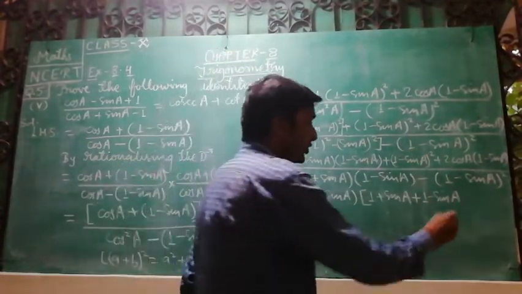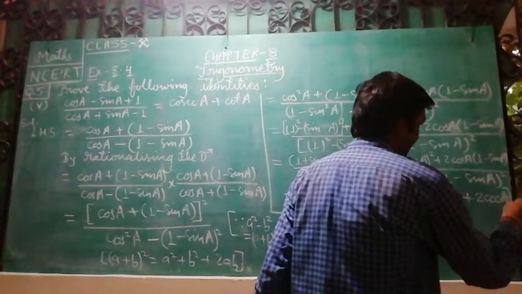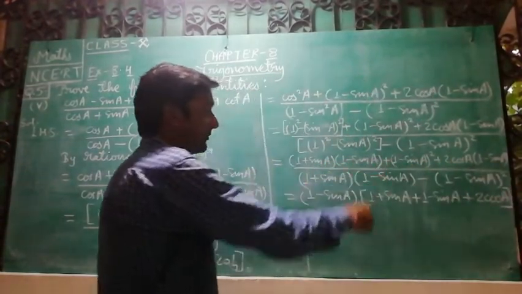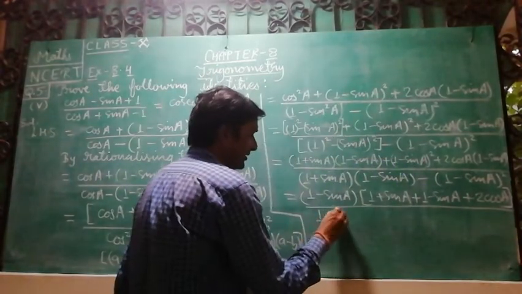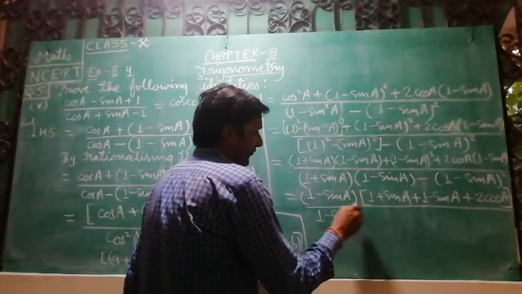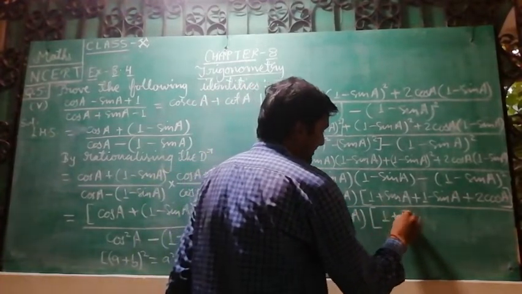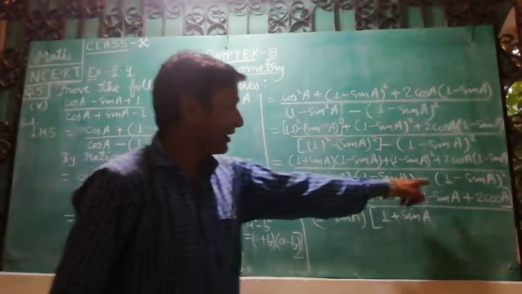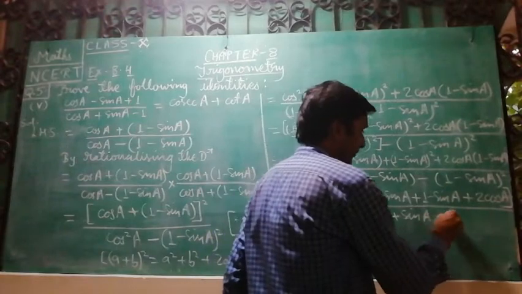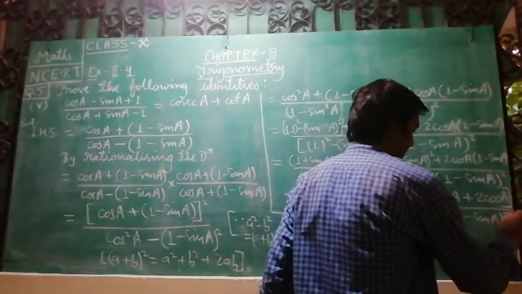Now afterwards 2 cos a from here. It is 2 cos a, because 1 minus sin a is taken common from all the 3 terms. And in the denominator also 1 minus sin a is taken common. So 1 minus sin a into 1 plus sin a is remaining here, and 1 minus sin a from here. So it will be minus, in bracket, 1 minus sin a, and bracket closed.